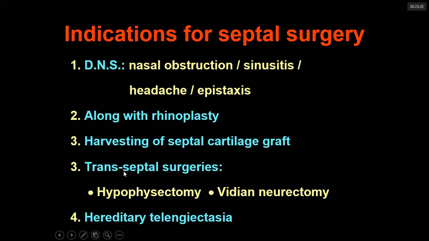Similarly, there are surgeries like hypophysectomy and uterinutectomy where we need to operate on the contralateral side, okay? So in transseptal surgeries, and similarly in hereditary telangiectasia, septal surgery may also be required. There are two types of septal surgery that we are going to talk about and that you need to know. One is septoplasty, and another is SMR, submucosal resection, okay? So first, septoplasty.